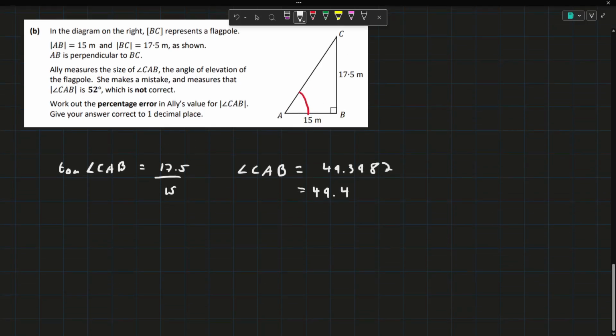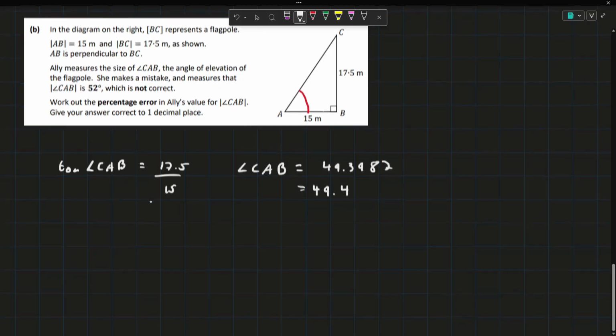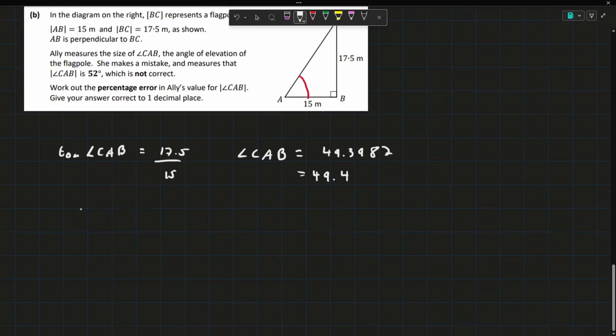So then to figure out the percentage error, well, the actual value was 49.4, and she measured 52. Sorry, I should have said 52. The angle is 52. I just read that wrong. So let's figure out how much was she off by. It should be 52 minus 49.4. So that's how much she was off by.